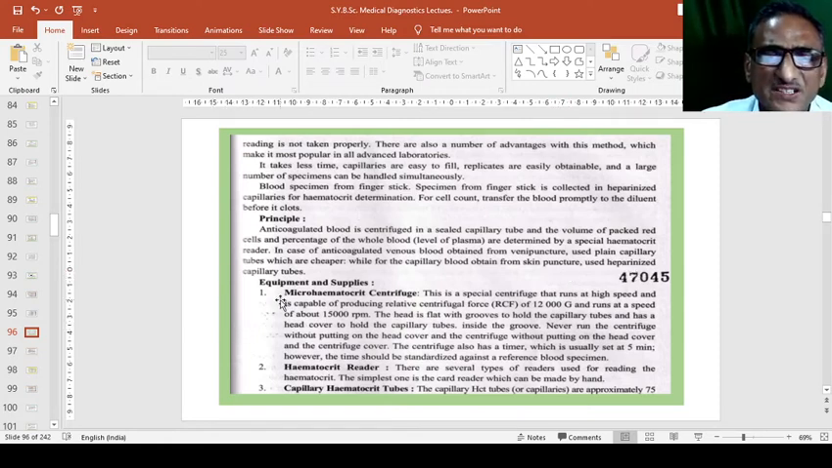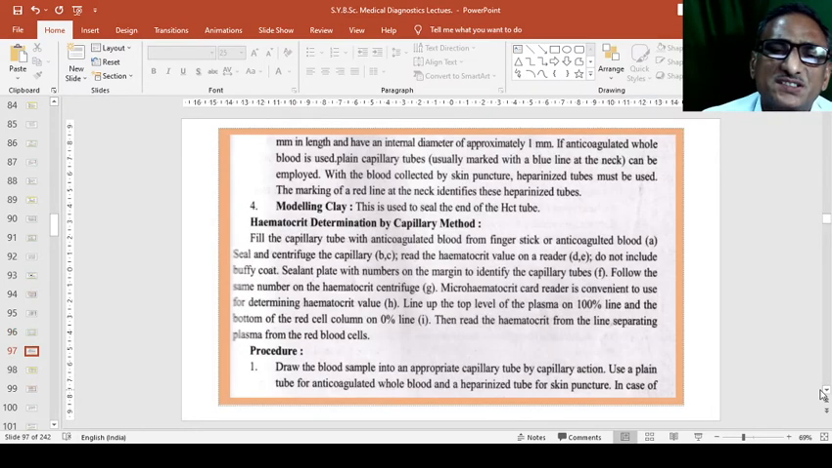So the equipment and supplies include the microhematocrit centrifuge machine, then the hematocrit reader, then capillary hematocrit tubes. Actually, this kit is readily available. Then modeling clay, which is used to seal the end of the HCT tube. Then hematocrit determination by the capillary method. We can also do it by the capillary method.